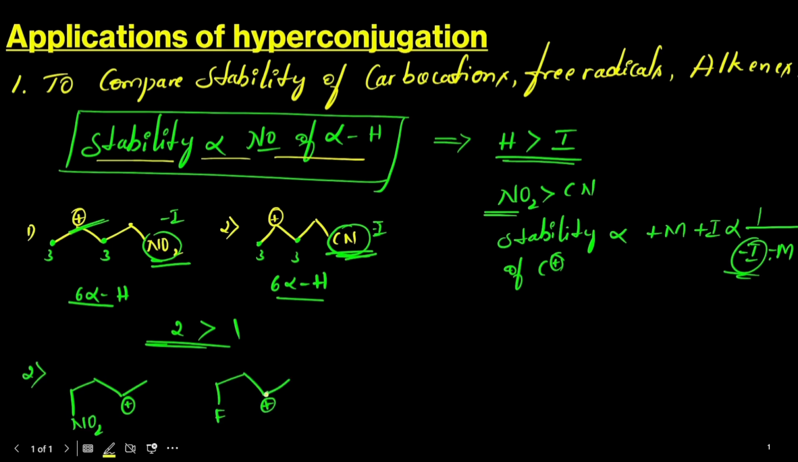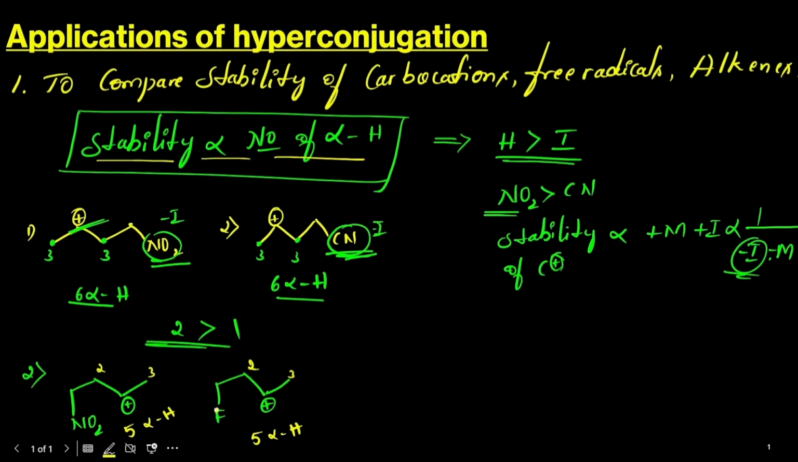Here, how many alpha hydrogens are there? Here 3 alpha hydrogens and here 2 alpha hydrogens. Therefore, 5 alpha hydrogens are there in each. Based on hyperconjugation, the stability of these two compounds cannot be decided.